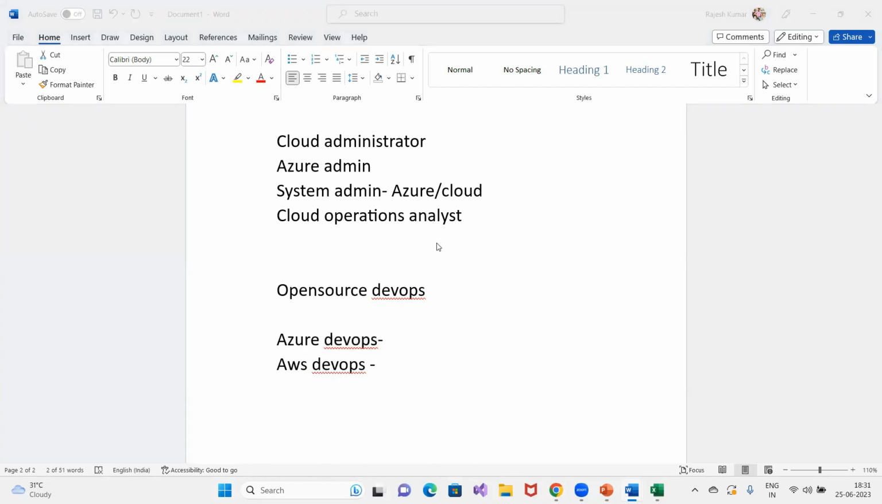What should be the minimum and maximum age for this? There is no age criteria, actually. It is not something like your Wipro kind of job. So anyone from whatever age group can enter into the technology field.